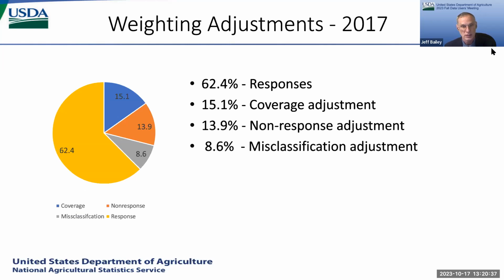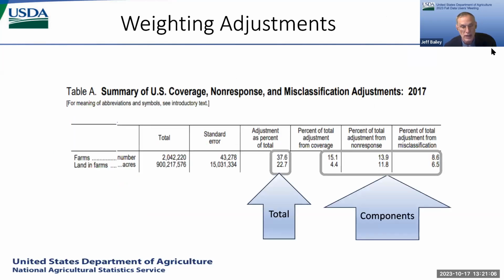Next slide, please. Thank you. So here's the weighted adjustments for the 2017 Census of Agriculture. The largest adjustment is the coverage adjustment at 15.1%, followed by the non-response adjustment of 13.9%, and lastly, the misclassification adjustment of 8.6%. This is for the number of farms, the adjustments that we made in the 2017 Census of Agriculture. So those numbers are all published in appendix table A of the appendix.